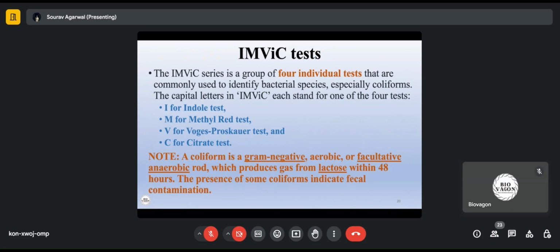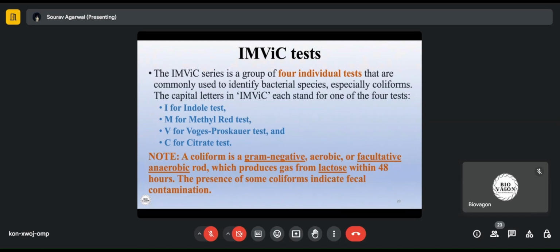So why is this IMViC test done? This is done to differentiate between different Enterobacteriaceae or coliform bacteria. So what are these bacteria? These are present in our gut or in our surroundings, like in soil or in water. So you will find gram-negative bacteria all around yourself. These belong to the Enterobacteriaceae family, and these tests are helpful in differentiating them.